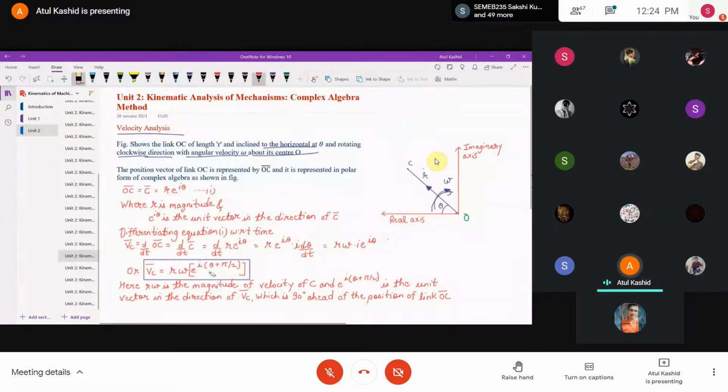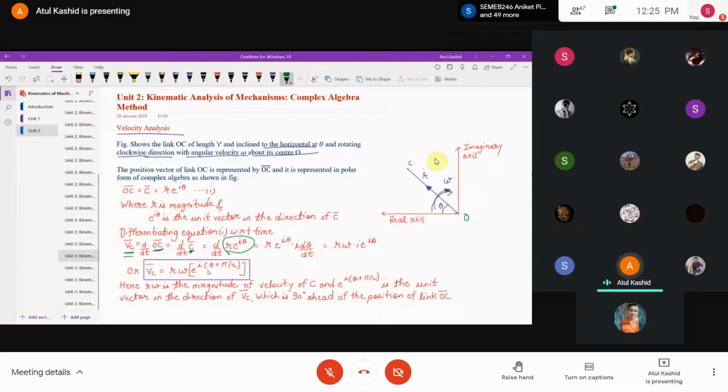Now we have this position vector. If we differentiate the position vector with respect to time, we will get the velocity vector, right? So very simple now. VC bar, we are going to differentiate with respect to time. So VC will be equal to d by dt of OC bar, or C bar, right? So d by dt of R e raised to i theta, because this OC bar or C bar is given by R e raised to i theta.